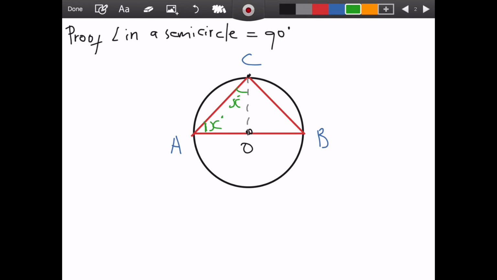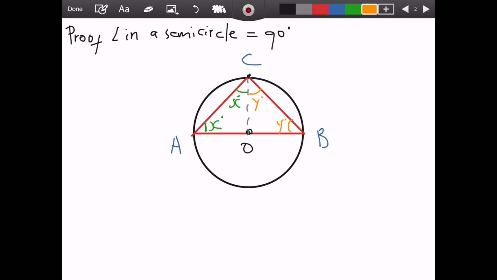Now let's assume that OBC is equal to Y degrees, okay? So if OBC is equal to Y degrees, OCB will also be equal to Y degrees. And the reason is because of the isosceles triangle: the lengths of OC and OB are the same, okay?